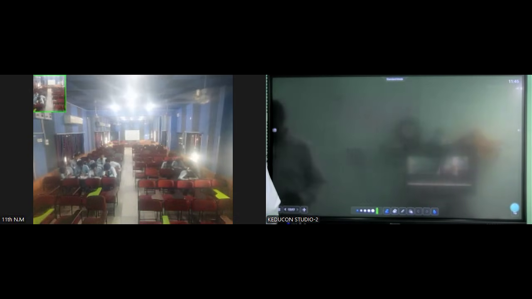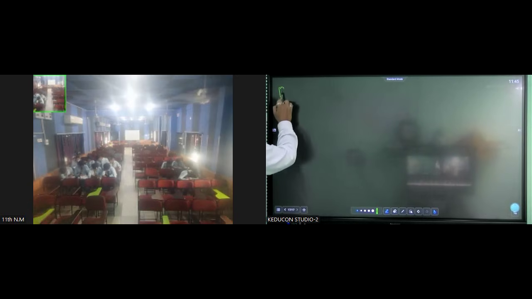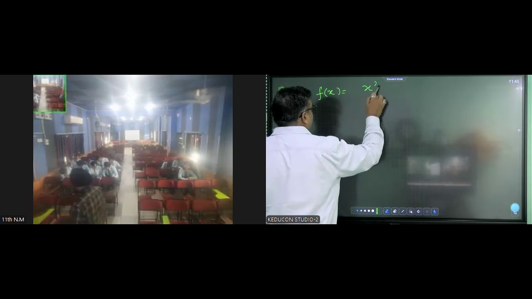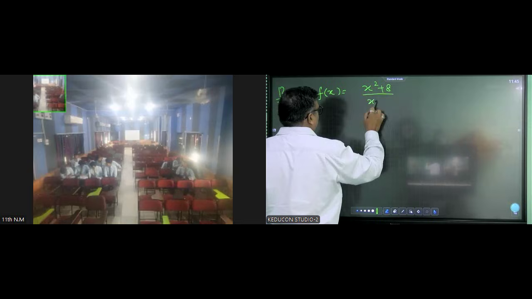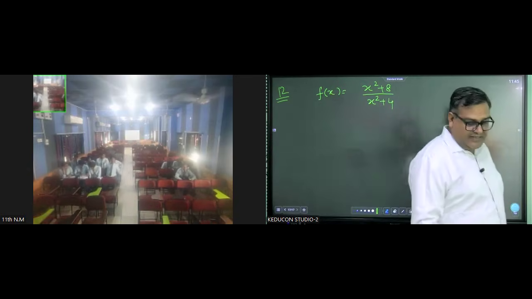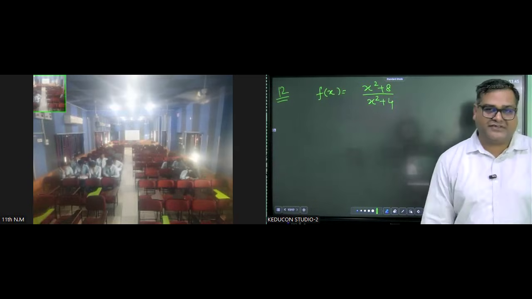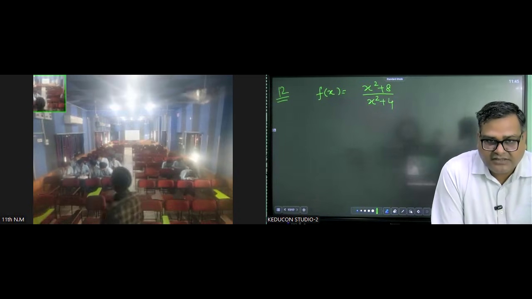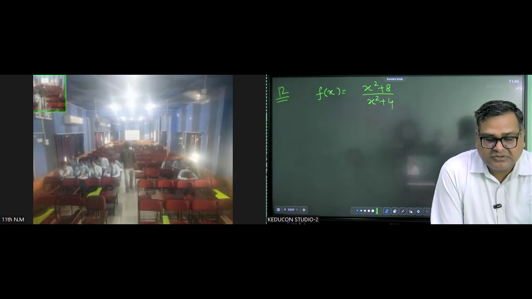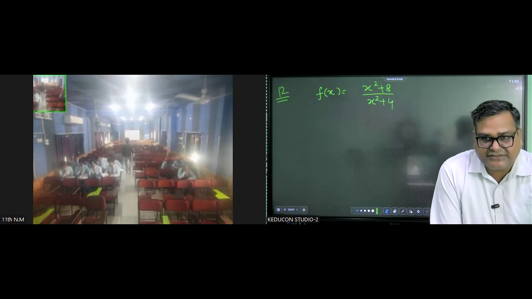नेक्स्ट क्वेश्चन देखिए बच्चों. रेंज ऑफ द फंक्शन, f(x) इक्वल टू (x स्क्वायर प्लस 8) ओवर (x स्क्वायर प्लस 4), राइट बच्चों. इज दिस क्लियर? कैन एनीबडी टेल मी हाउ टू फाइंड आउट द रेंज ऑफ दिस फंक्शन? यस, कौन बताएगा जी? कोई बताएगा बेटा रेंज कैसे फाइंड आउट करनी इस फंक्शन की?